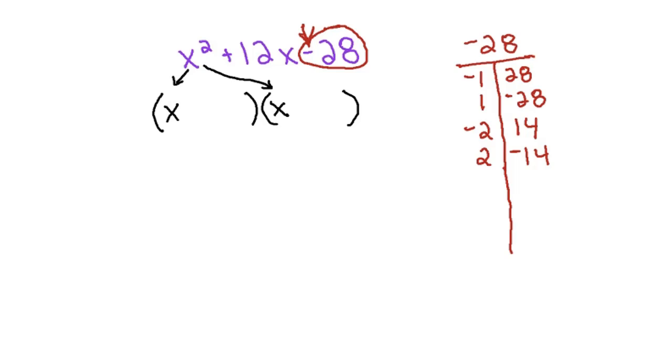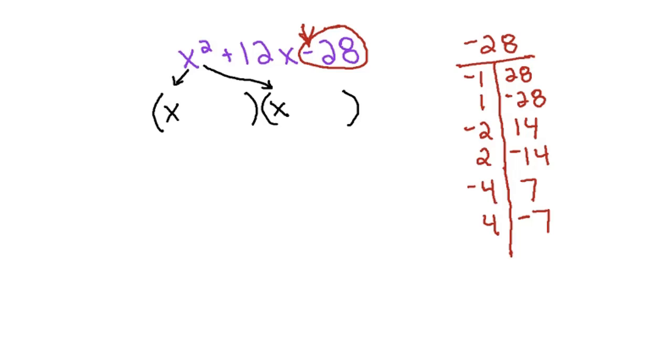Now, what else can go into 28? Can 3 go into 28? No. Can 4 go into 28? Yes. So negative 4 times a positive 7 is negative 28, or a positive 4 and a negative 7 multiplied together is also a negative 28. And that's all you can do for the number 28 or the number negative 28. That's all the factors that we can pull out of there.